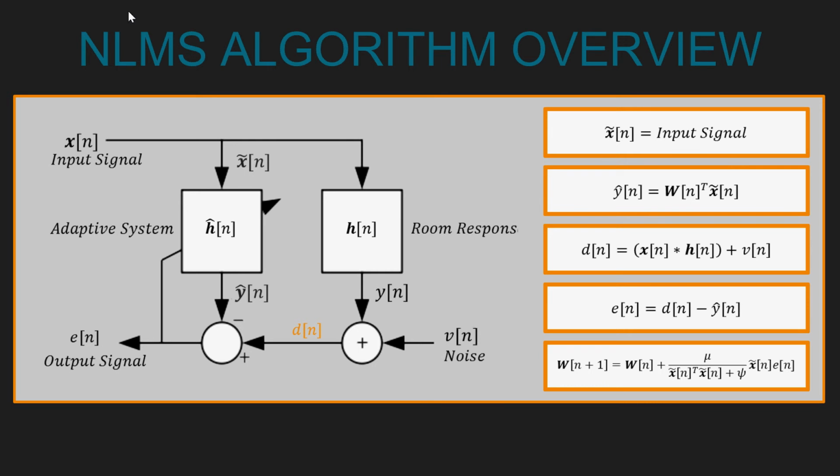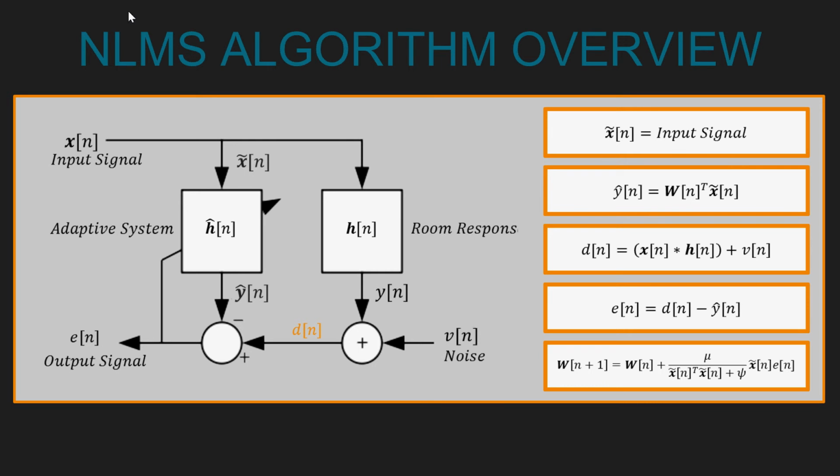The effect of this is that the step size mu is normalized with respect to the input power. So this is really useful in situations where we're using speech signals, because power levels in speech signals fluctuate dramatically.